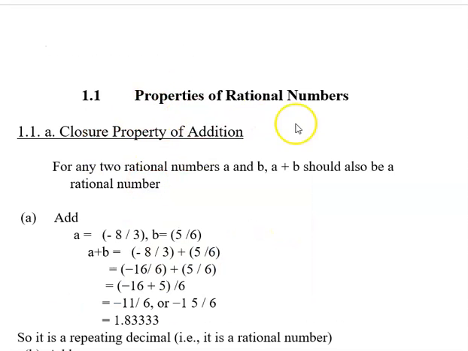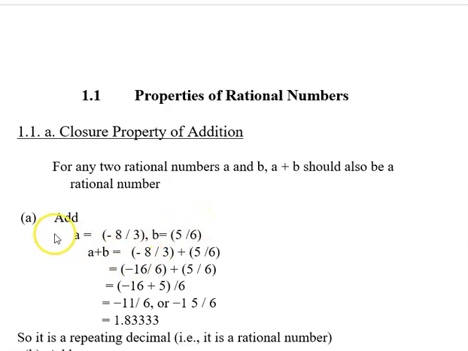Now we'll see the properties of rational numbers. The first property of rational numbers is the closure property. We have to see the closure property for all the basic operations. The first basic operation is addition. So we are going to see the closure property of addition. For any two rational numbers, say a and b, a plus b should also be a rational number. That is, if you are given two rational numbers a and b, and you add them, the result should also be a rational number. Then you can say that the closure property of addition for rational numbers is satisfied.